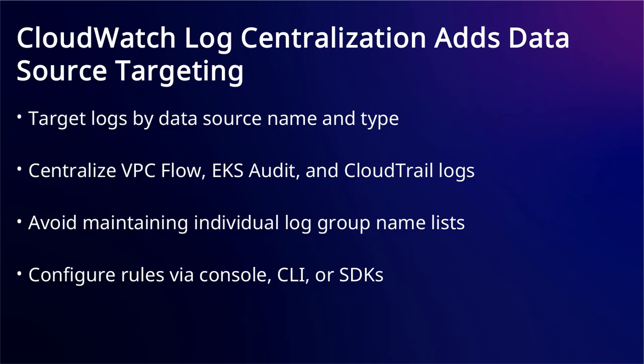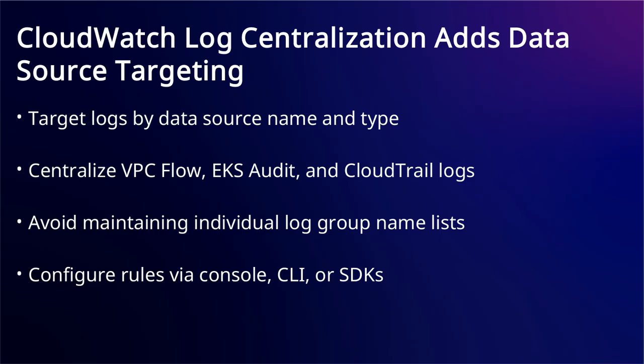Managing log centralization across multiple AWS accounts and regions traditionally required maintaining lists of individual log group names, which became difficult to manage at scale. CloudWatch Log Centralization now allows you to define centralization rules based on data source name and type instead of log group names. You can target logs by data source name and type, enabling you to centralize specific AWS service logs like VPC Flow, EKS Audit, and CloudTrail logs.